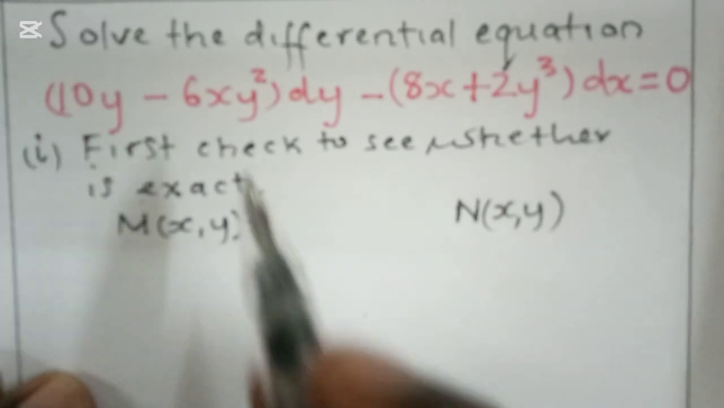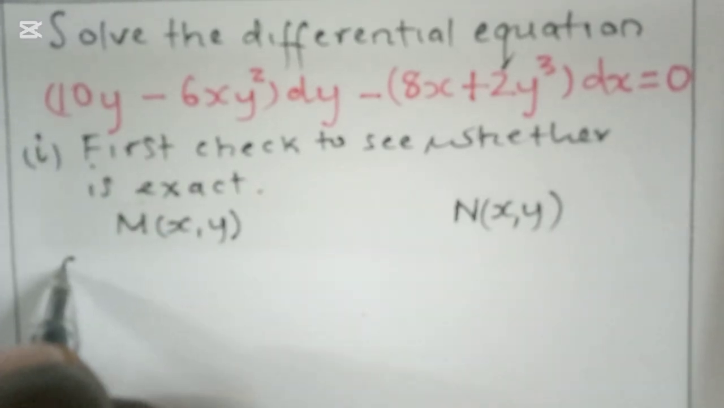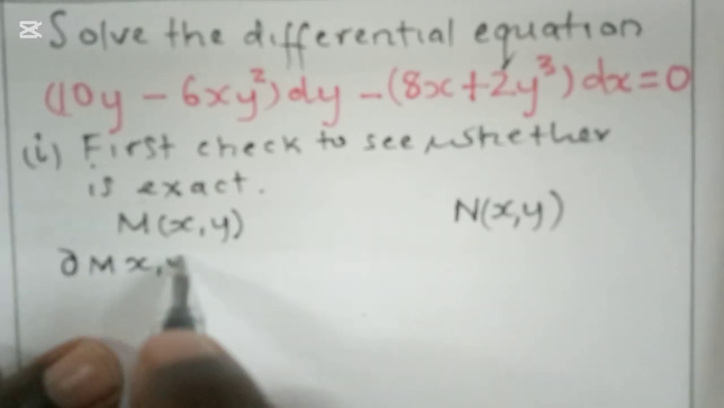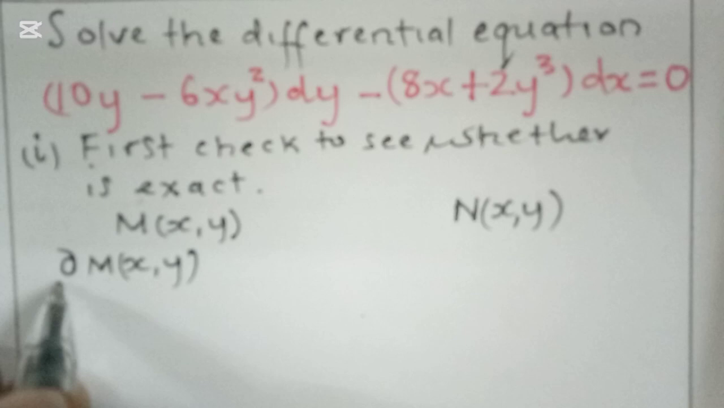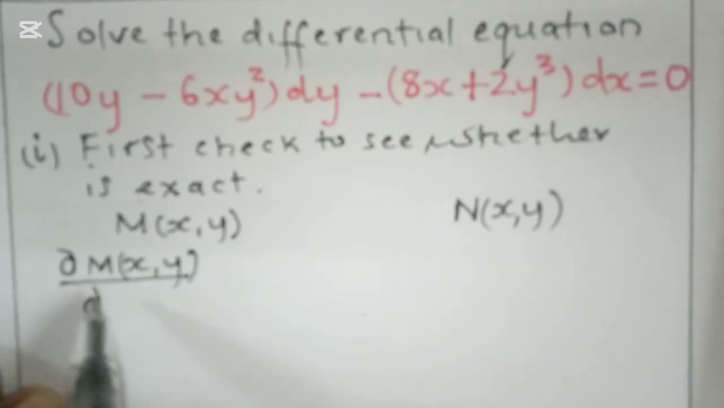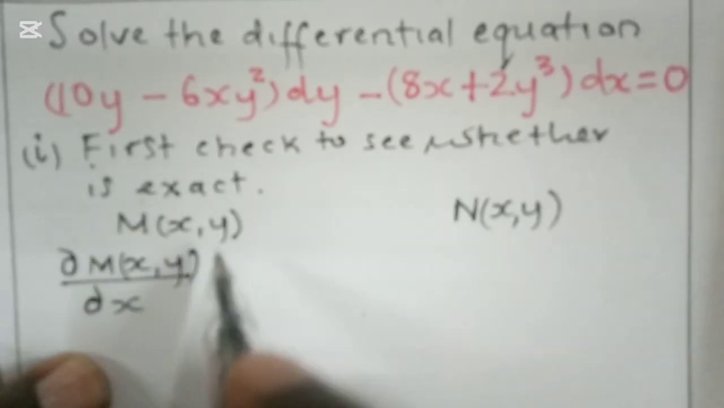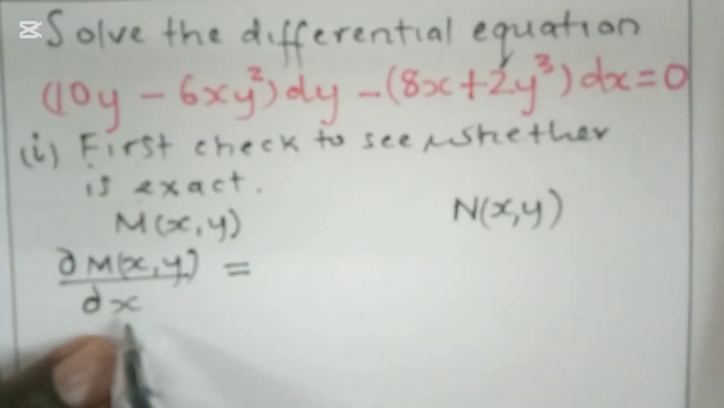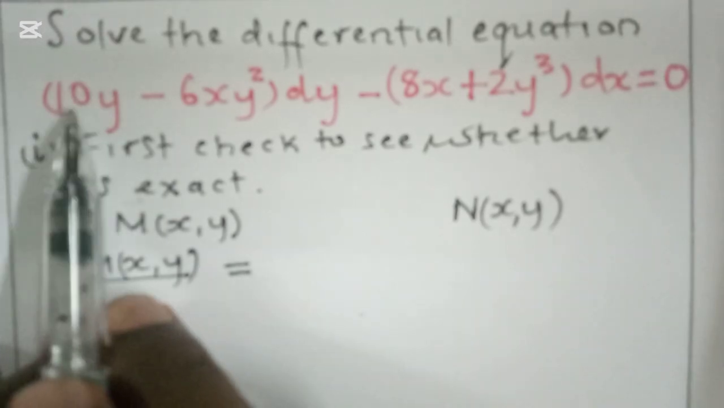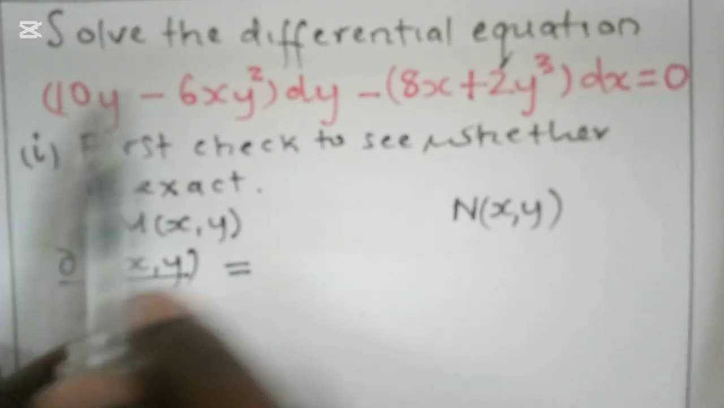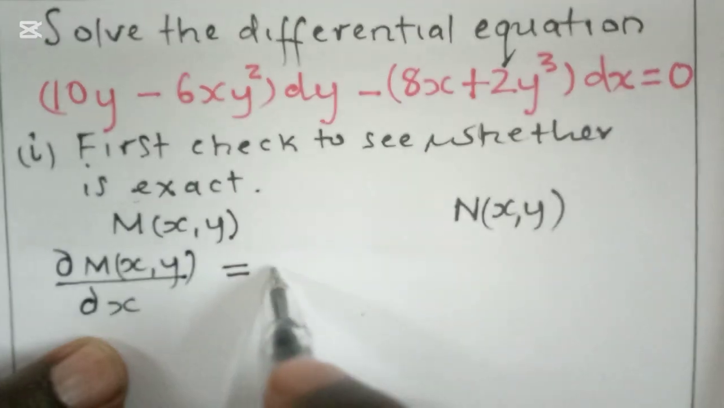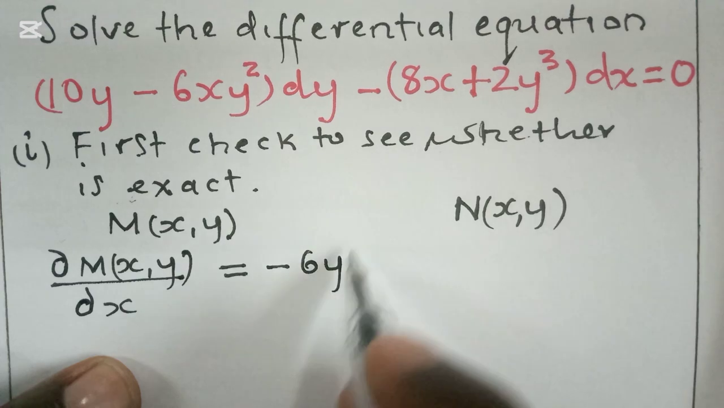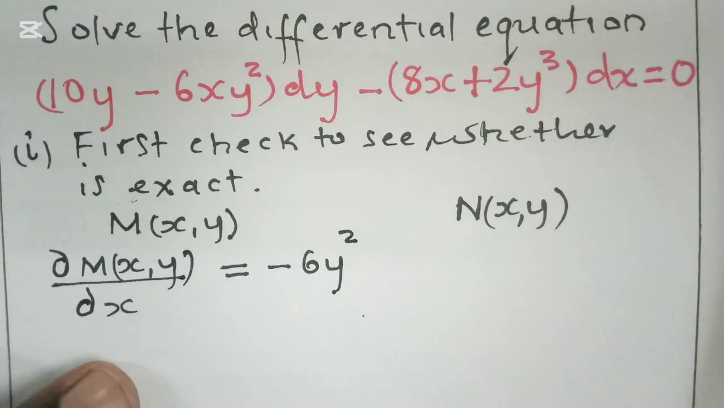And so I can start with the first one, guys. I will write delta M(x,y) over delta x. I want to find out for this first function what I'll get. So with respect to x, here I will get 0, and then I'll get minus 6y squared, like that.